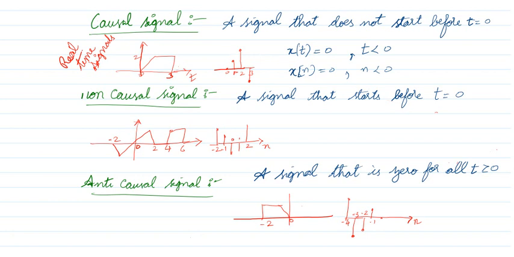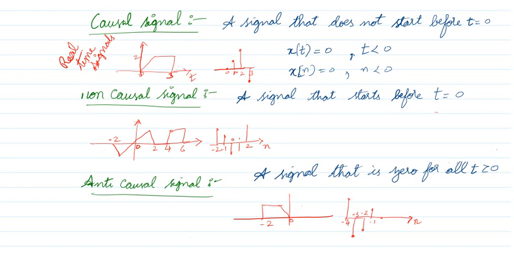Next, we move into non-causal signals. Non-causal signals will be there for the negative values of time also. They will start before t equal to 0. If you observe this signal, it is for negative time also. -1, -2 also exist. So these are examples of non-causal signals, right?